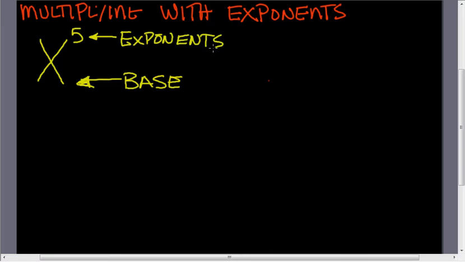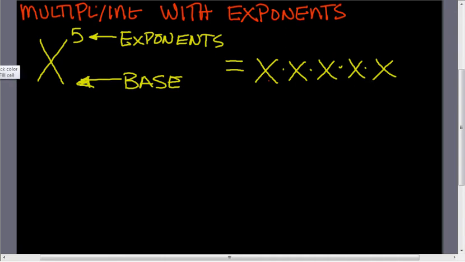So this here, x to the power 5, is the same as x times x times x times x times x. And we can do some shortcuts when we're multiplying things with the same base. So let's say we have x to the power 2 times x to the power 3. I want to simplify that. Again, I don't know what x is, but we can simplify this.